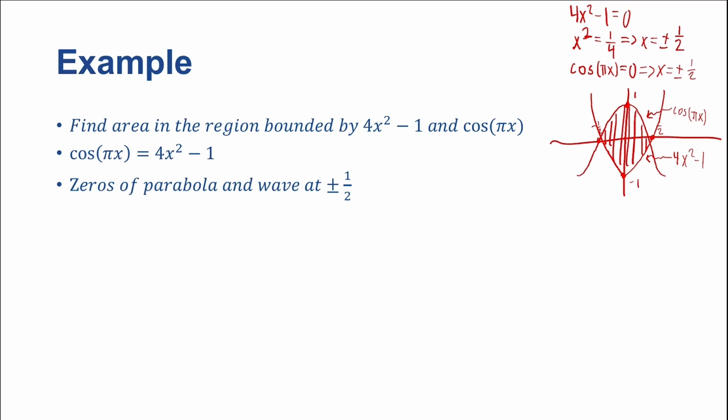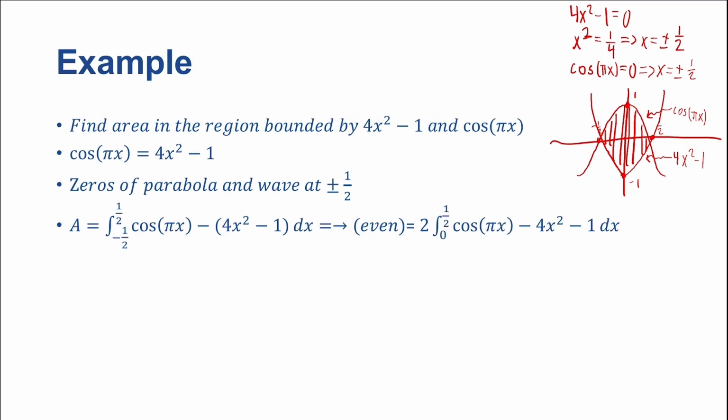All right, so now let's set up our integral. The area is going to be equal to the integral from negative 1/2 to 1/2, because those are our bounds of integration that we determined through the intersection, of cosine of pi x minus (4x squared minus 1) dx. Now this function is an even function. We know that cosine is even, and we also have a parabola that's also even. So we can use our integral identity. That just means that we are taking 2 times the integral from 0 to 1/2 of cosine of pi x minus (4x squared minus 1), and we should have some parentheses there just to make sure that we are doing things right.